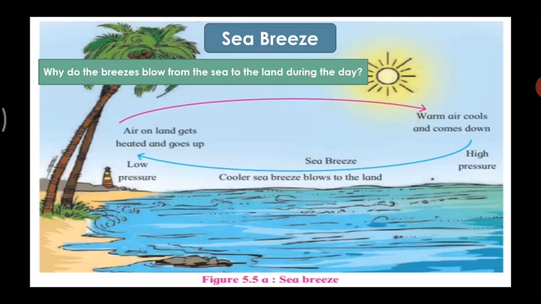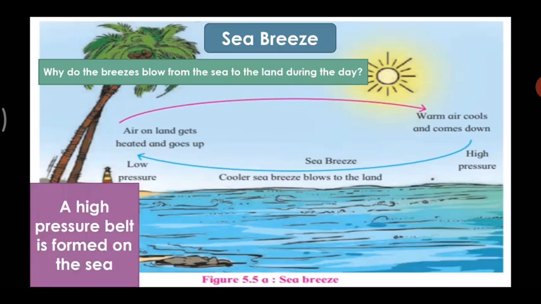Because a high pressure belt is formed on the sea. Just now as we have seen, a high pressure belt is formed in the sea, and towards the land it's low pressure. That means the temperature is low in the sea, so a high pressure belt is formed. So what will happen during the day? The wind will blow from the sea towards the land.